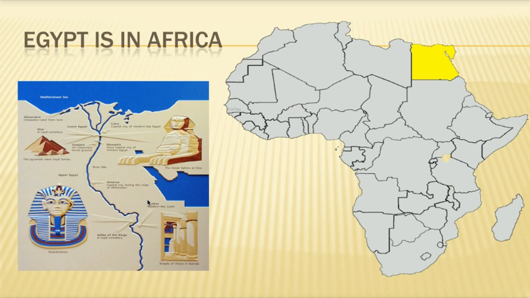So we need to start off with the obvious. If you're not aware of where Egypt is, it is in Africa. We've got it right here in the northern, I suppose, a little bit more northeastern part of the continent. A little zoomed in version here. We'll look at several maps as we go along here today.